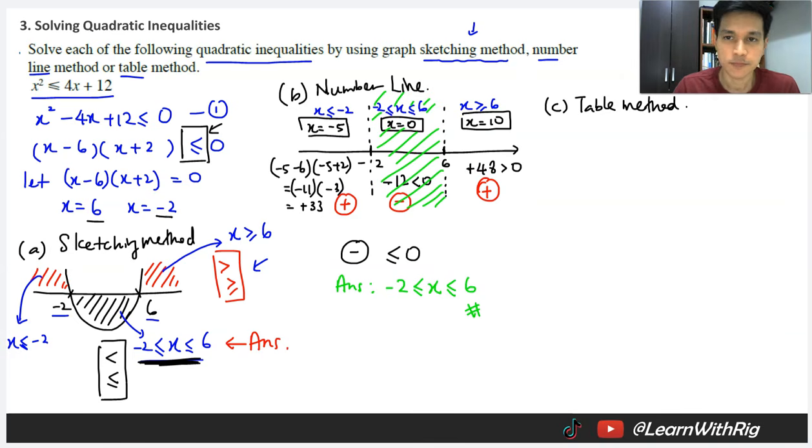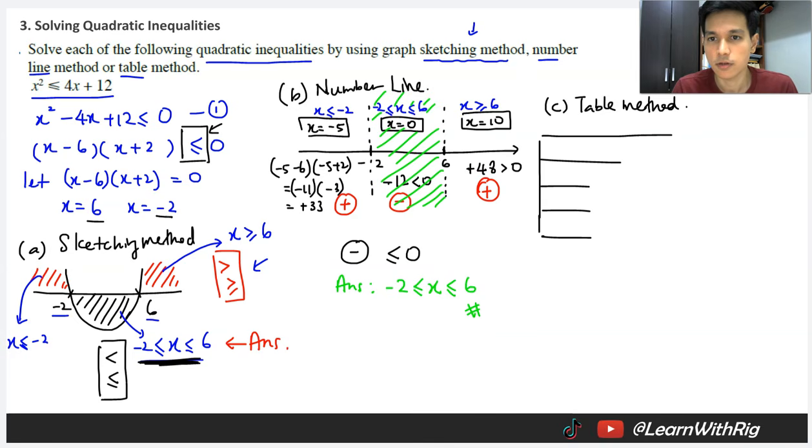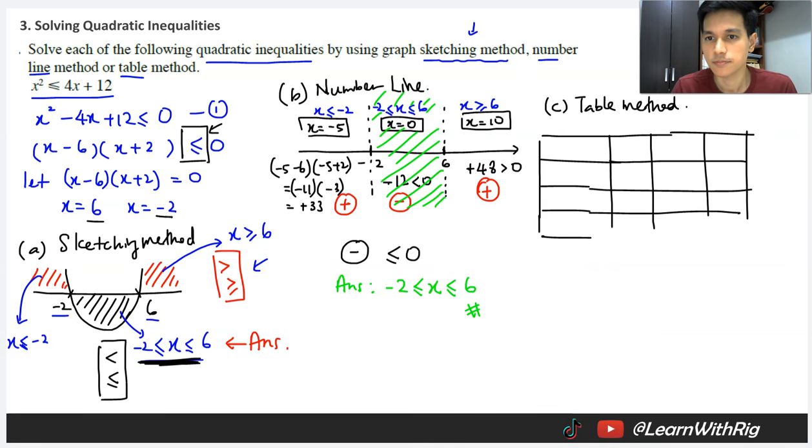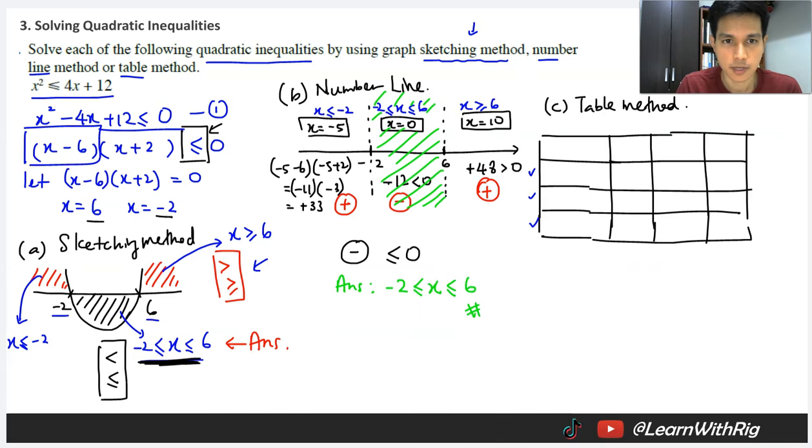So table method, of course you have to draw a table. So you have a table here. You're going to have 4 rows, 4 columns, right? 1, 2, 3, 4, and 1, 2, 3, 4. Okay. So now what are you going to fill up in each of these columns? The first 3 here, you're going to put in the brackets that you have found. So here is the first bracket, this is the second bracket, okay?